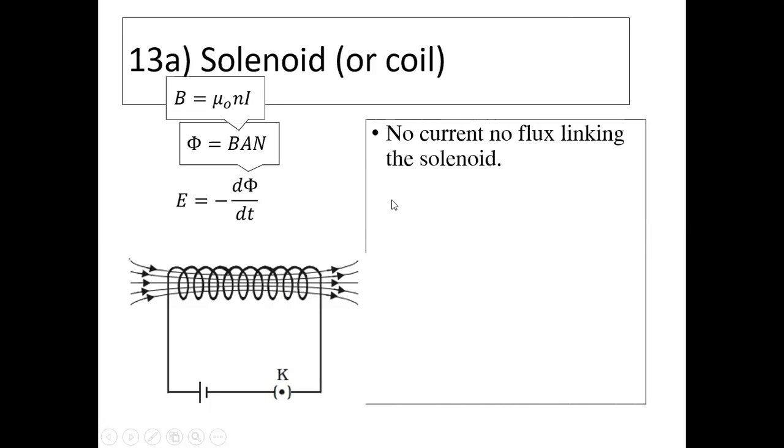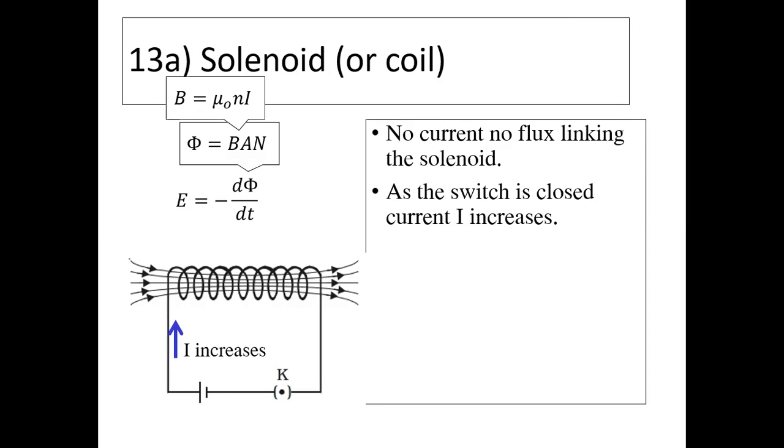Right? So no current, no flux linkage. If the switch is off, no current, no flux linkage. So no EMF induced. As the switch is closed, current increases. Remember, it doesn't go straight away reach the final value. Right? The current starts to increase as it starts to flow. It takes time to flow. That's the current. It's moving through the circuit there.